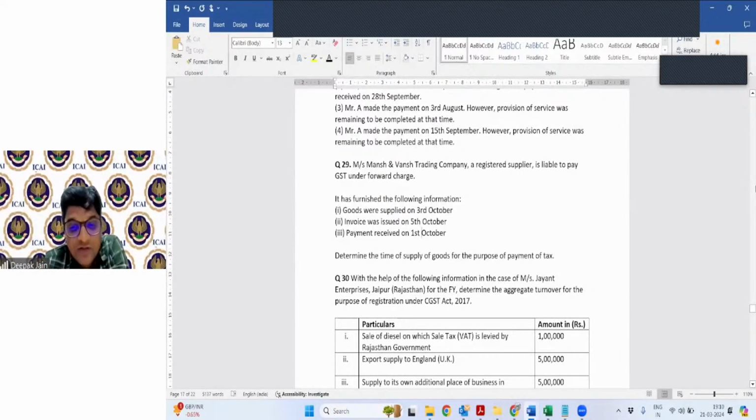Diksha has come up and said that it is 1st October. Nishtal also saying 1st October. Okay. 1st October, invoice issued and payment received, whichever is earlier. Okay. Avinash is also saying 1st October. What is the time of supply for goods for your kind reference?